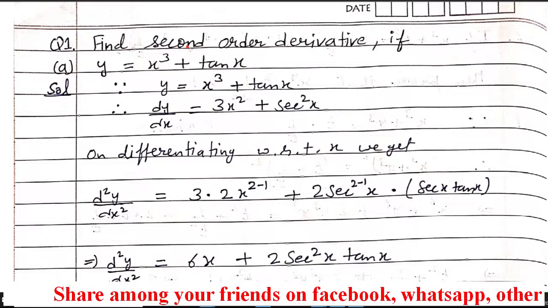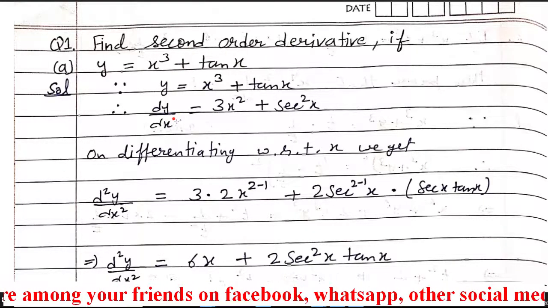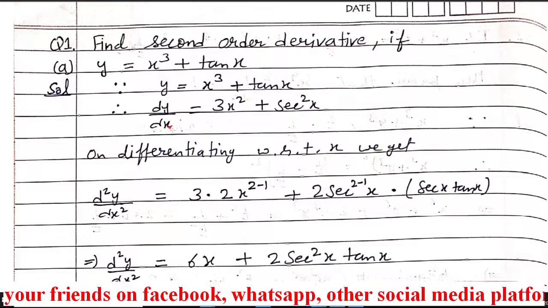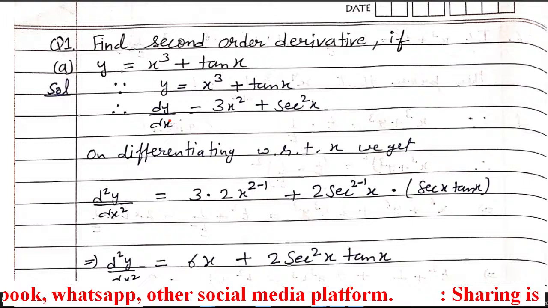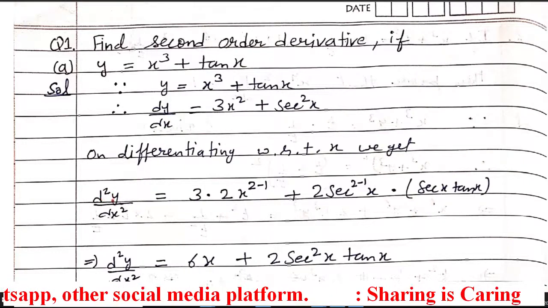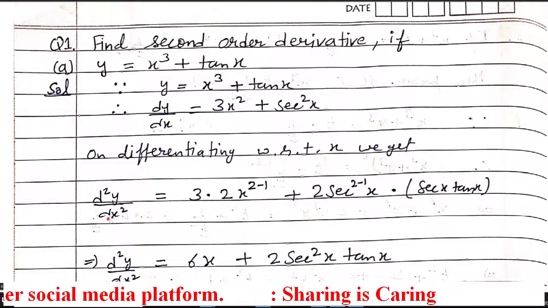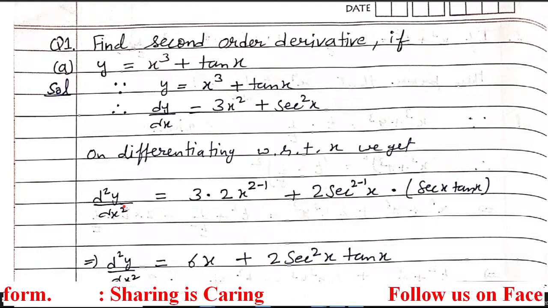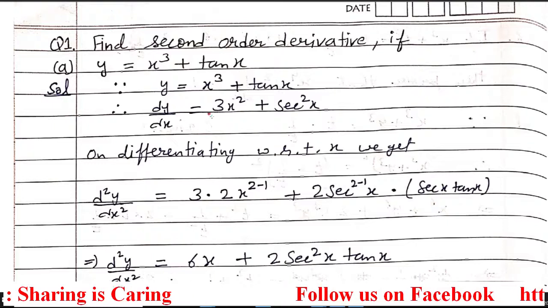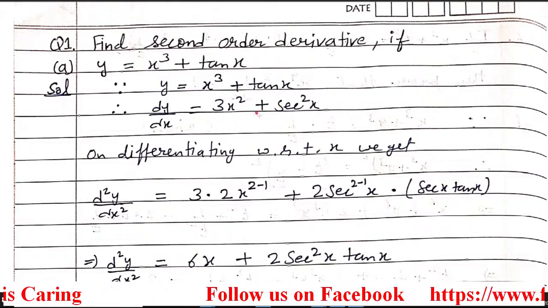Now to find out the second order derivative, we will differentiate this again with respect to x. So when we differentiate dy over dx again with respect to x, it will convert to d square y upon dx square. This is your second order derivative because its order is 2. Now here you have to differentiate again with respect to x.